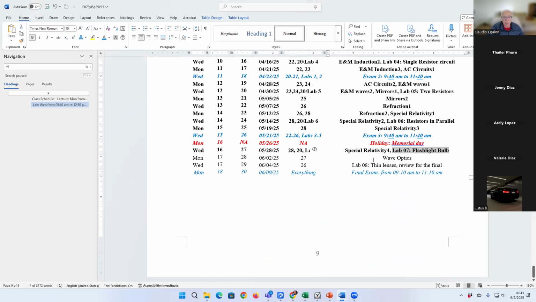that was the flashlight bulb. And I decided, since we ended up with one additional class meeting, one more than I was predicting, I added this chapter, wave optics, which is the chapter before special relativity. It's an important chapter, okay? And then we are going to have our last lab meeting and last meeting of the semester. And if we have time, we'll do a quick review for the final. And then finally, a week from now, we have the final exam.